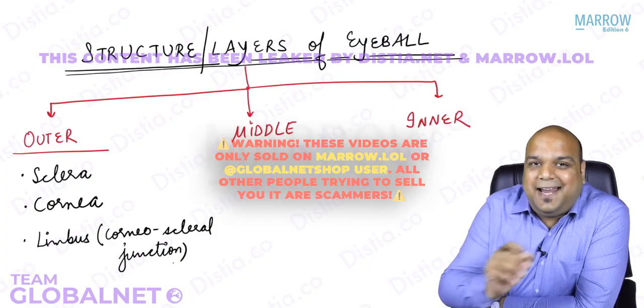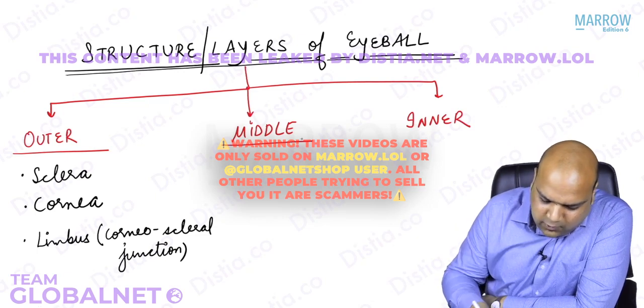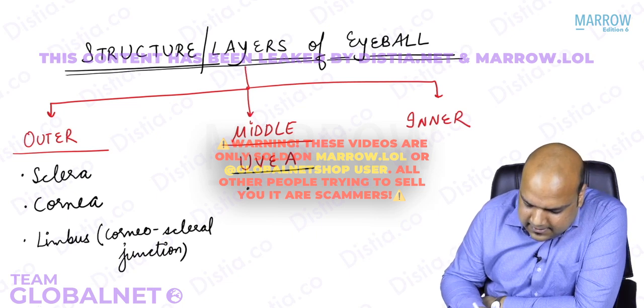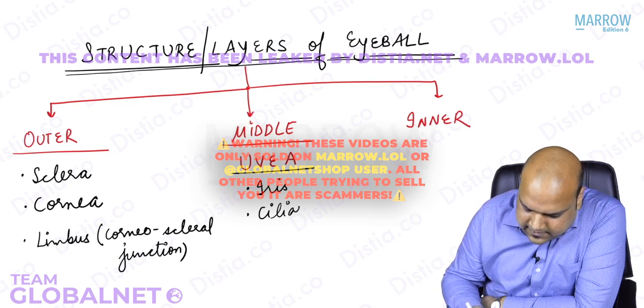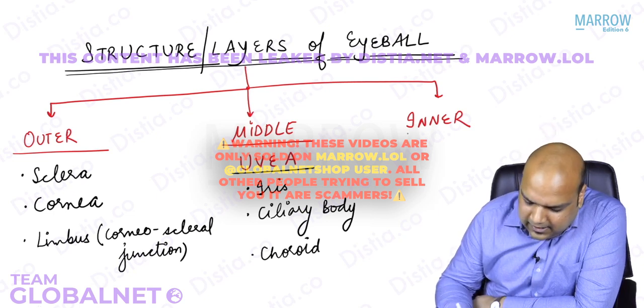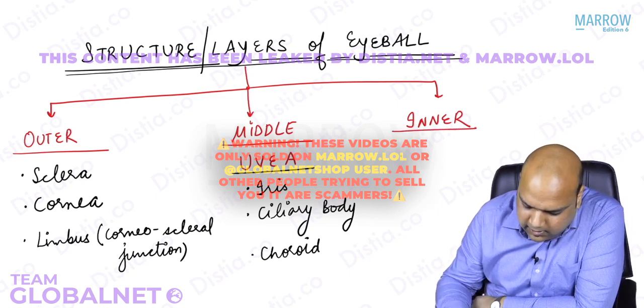Now, let's write what we have discussed here. The middle layer was known as uvea. Uvea had how many parts, guys? Three parts: iris, ciliary body, and choroid. Whereas the inner layer, which we saw as the yellow colored layer in our model, is known as retina.